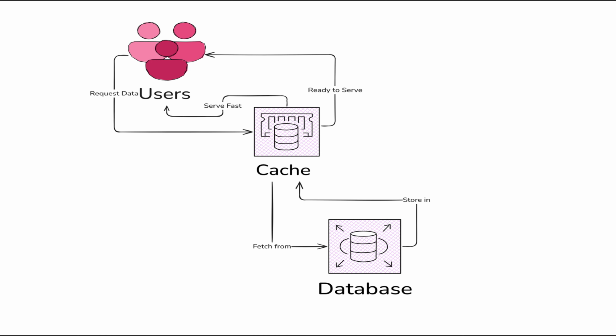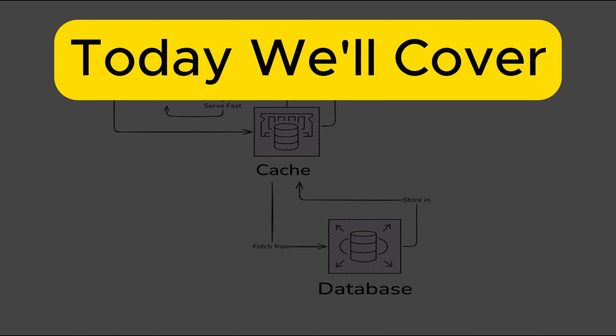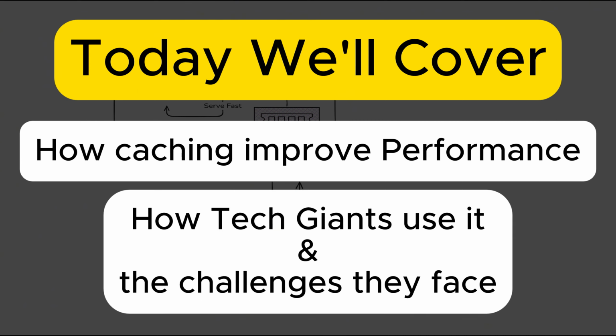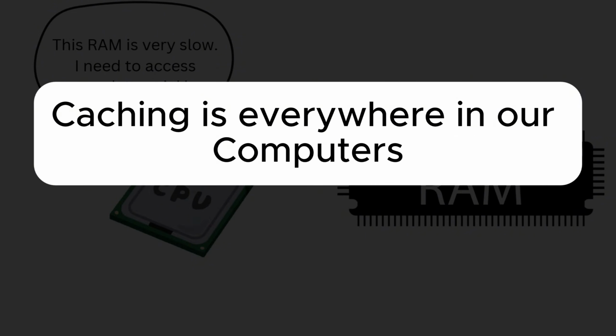Instead of fetching the data from the database every time, caching keeps the frequently requested data ready to serve in a fast access storage. In this video, we will explore how caching supercharges applications and prevents bottlenecks. From the basics of caching to real world examples of how tech giants like Amazon, Facebook, and Netflix leverage it, and even the challenges they face. So let's get started.